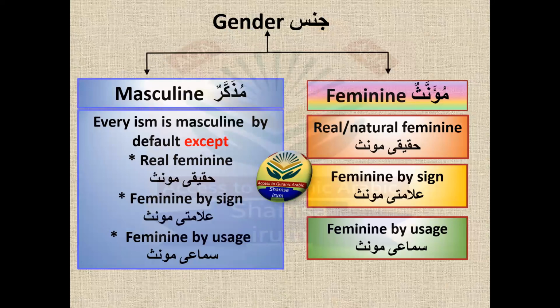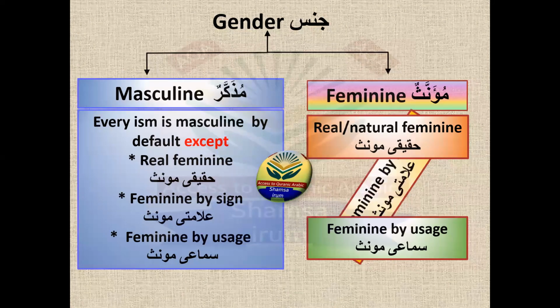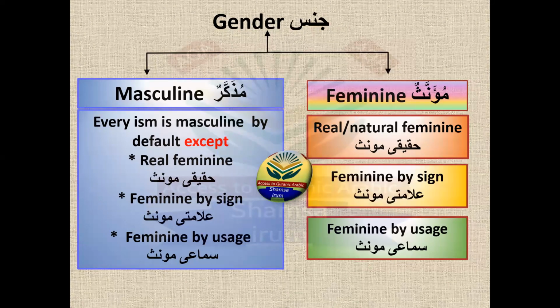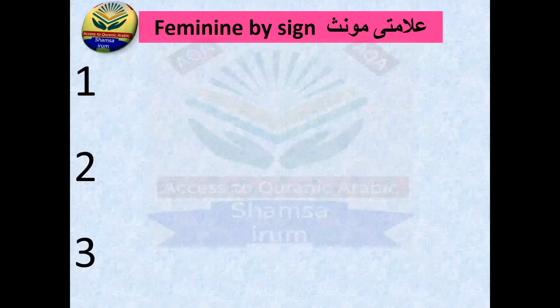Now I'm going to start to discuss alamati mu'annas, feminine by sign, which is very important and is used so much in the Quran. It is frequently used in the Quran. So I'm going to discuss this one now, and I need your full attention for it.